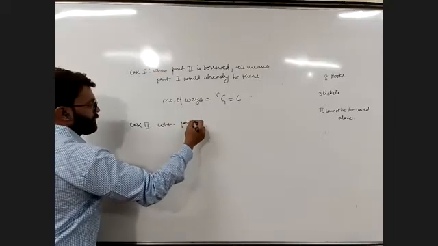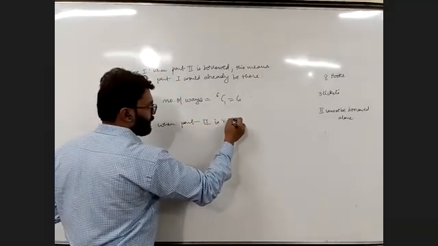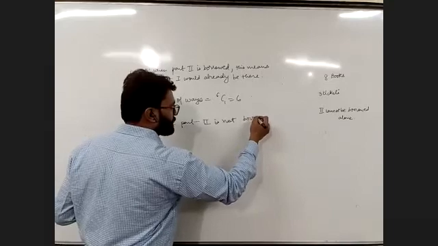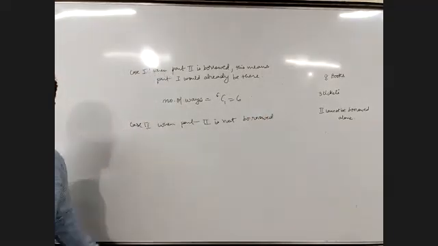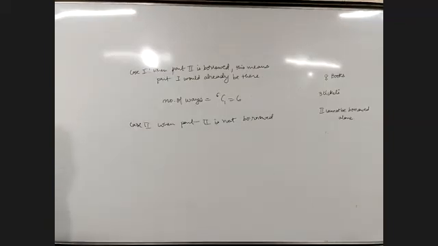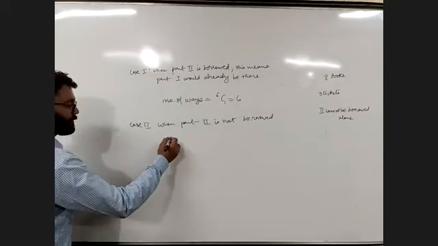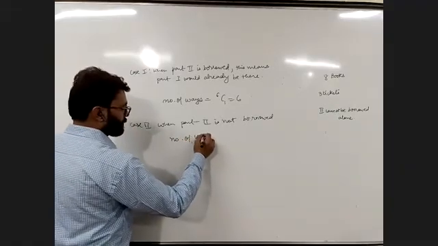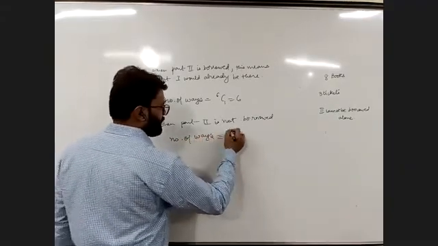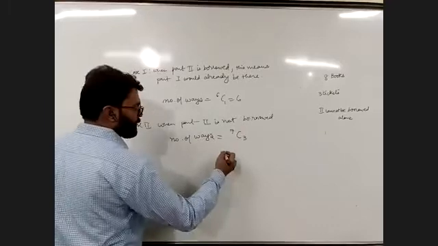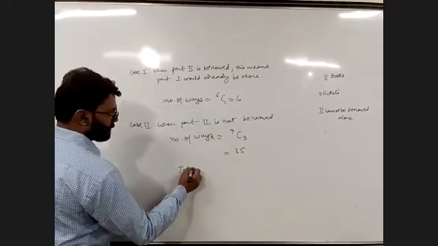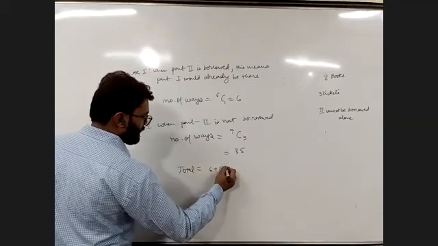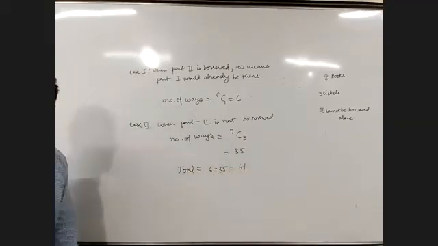Case 2, when part 2 is not borrowed. अब part 2 तो हट ही गया. How many books of his choice left? 7. And how many tickets he has got? 3. The number of ways will be C(7,3). This will be 35. Total ways will be 6 plus 35 equals 41... 40. Followed?